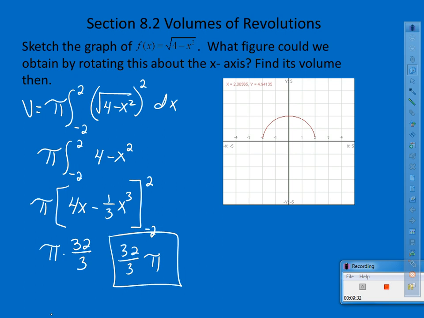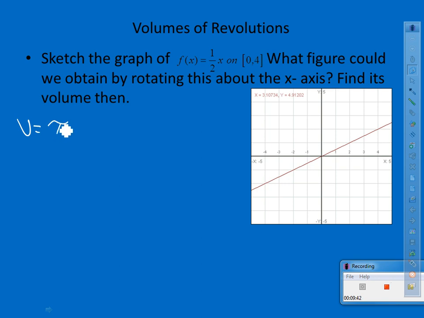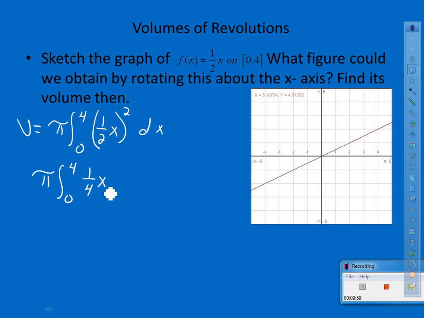Here's that second one. We want to find this volume. So my volume is pi times the antiderivative from 0 to 4 of f of x squared. So this really becomes pi times the antiderivative from 0 to 4 of 1/4 x squared dx.